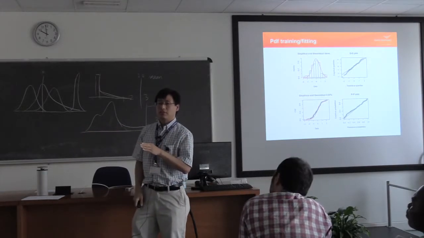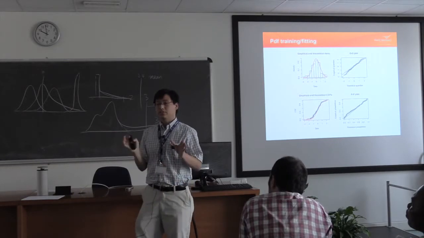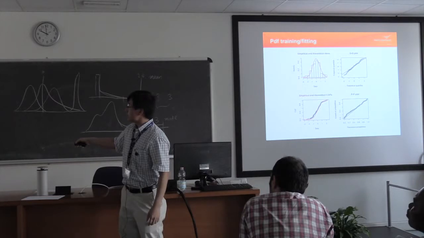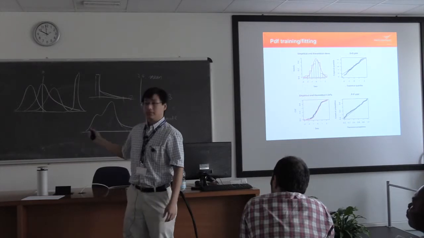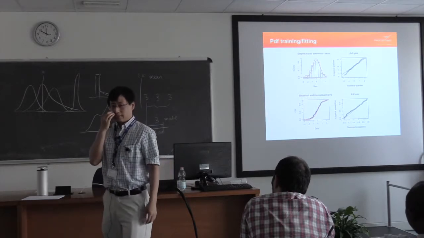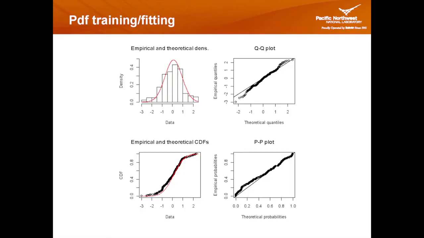If your sample follows a normal distribution, you should observe a straight line here. If the two distributions are different, then you will see deviations away from the straight line. QQ plots are a basic technique. Not very basic, it's a fundamental technique we use.